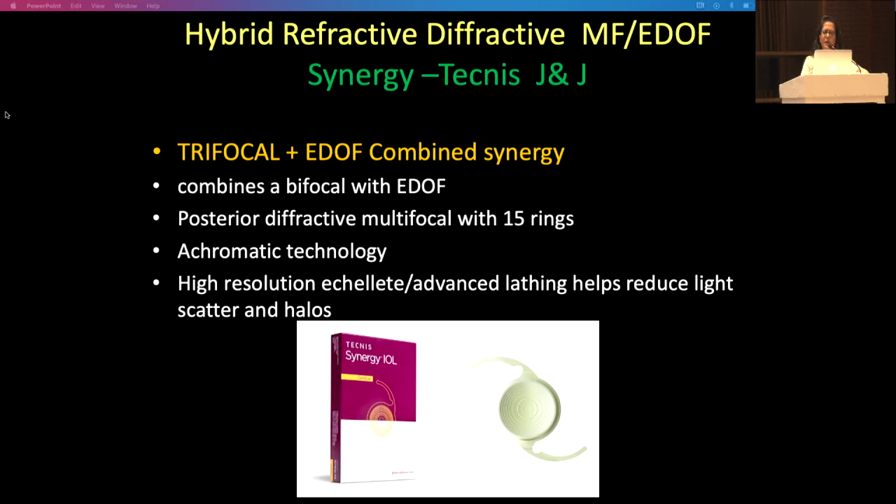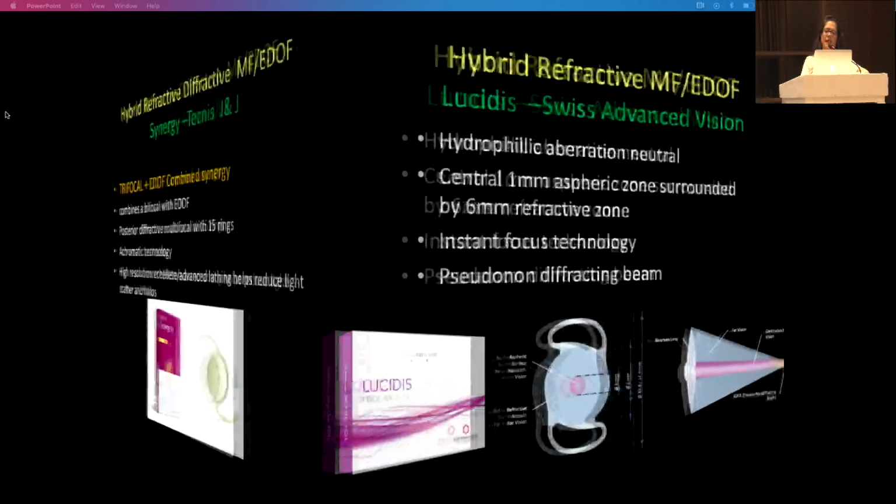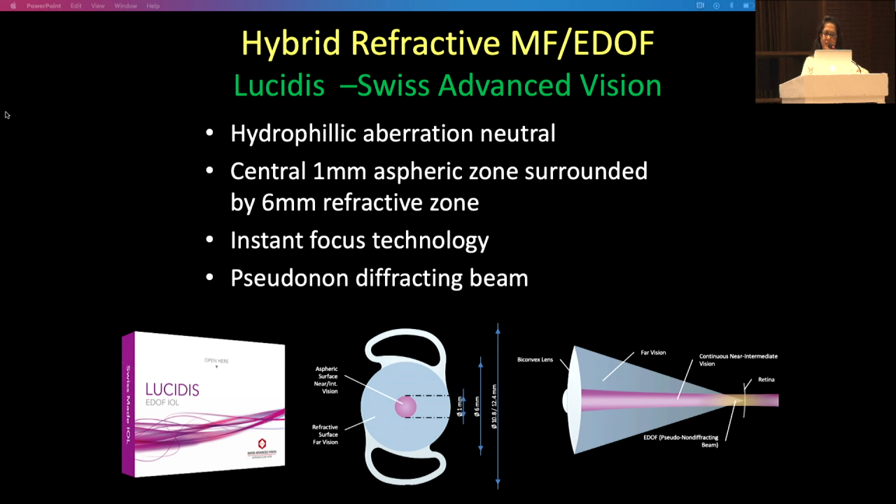Synergy is a hybrid between a refractive and a diffractive lens. Here they have combined the posterior diffractive multifocal with multiple rings and a central EDOF zone. They've also added achromatic technology, and the company claims a better resolution. With advanced lathing of these diffractive rings, the total amount of scatter, glare and halos is less. Another example of a hybrid refractive lens is the Lucidis, pretty much based on the same principle.